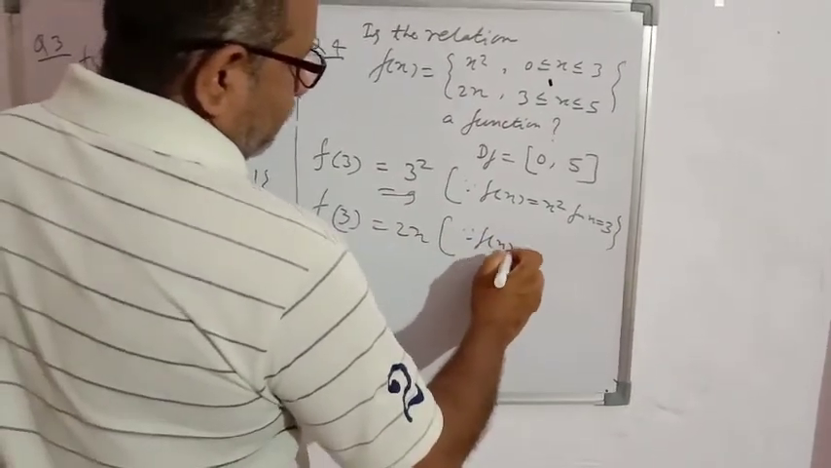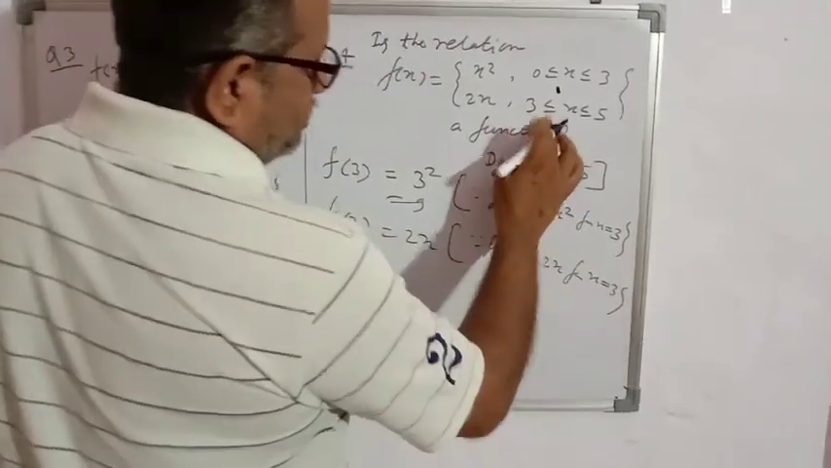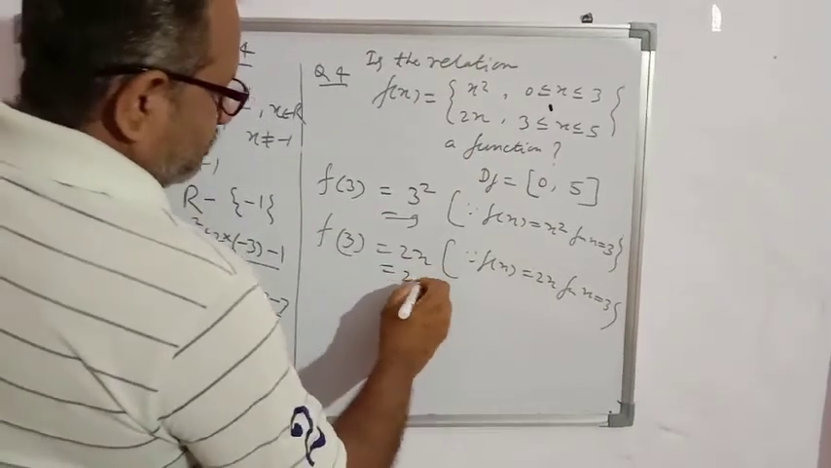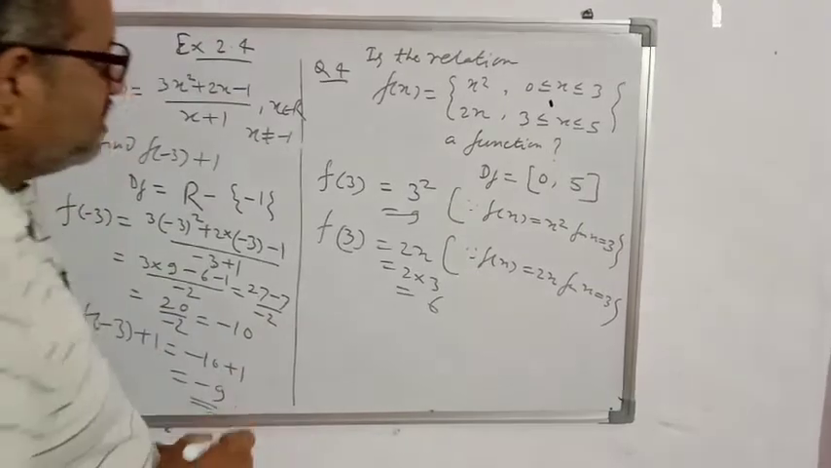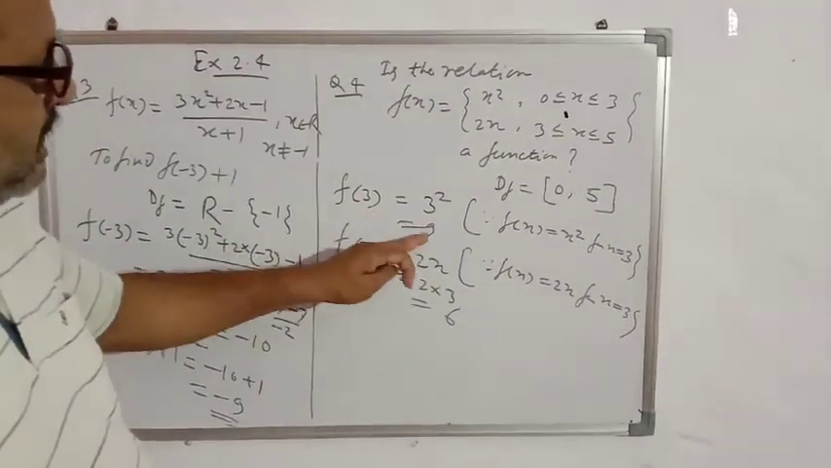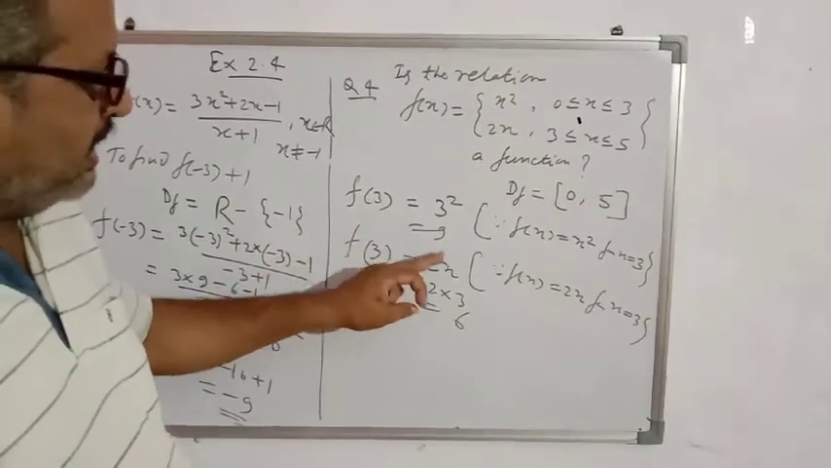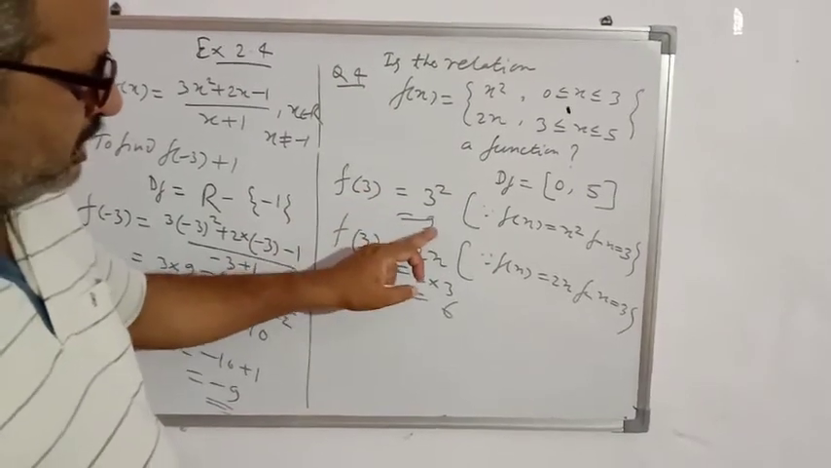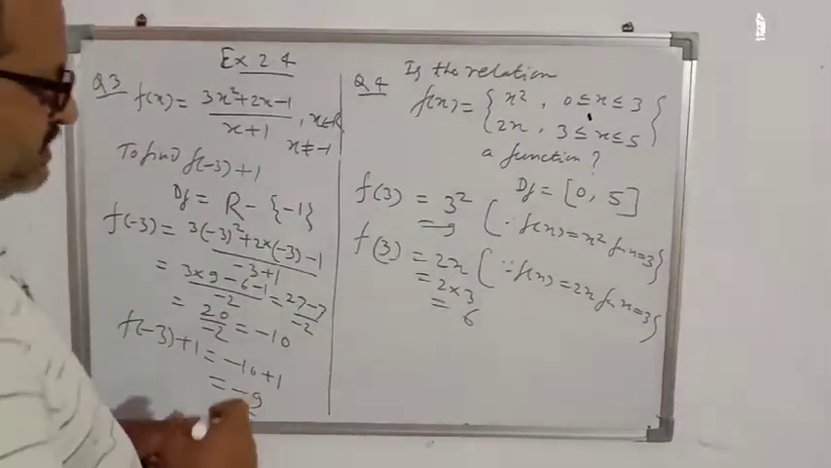Since f(x) is 2x for x equal to 3, there are two functions, x square and 2x. So it is 2 into 3, which is 6. So we see that the element 3 has two images, 9 and 6. It does not have a unique image. Element 3 has two images, 9 and 6. So by definition it is not a function.